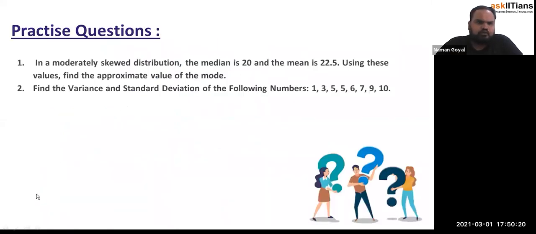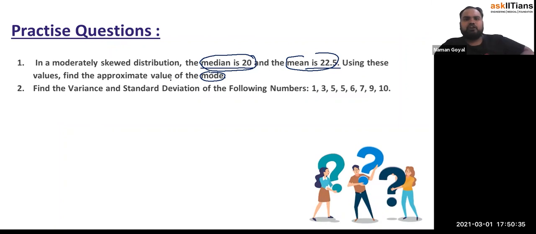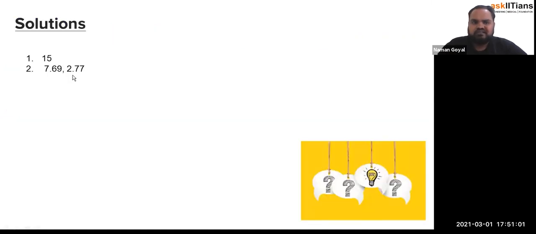Okay, now there are some practice questions. For this question, we have this one. See, median we have, mean we have. The question is asking for mode. I already told the relation between mean, mode and median in the previous lecture, so you have to use that. If you use that, then you can do this question very easily. And this question is for your homework. We already did so many questions of this type in the previous lecture. So this question is for your homework. One question. Okay, there are some answers of that particular question.